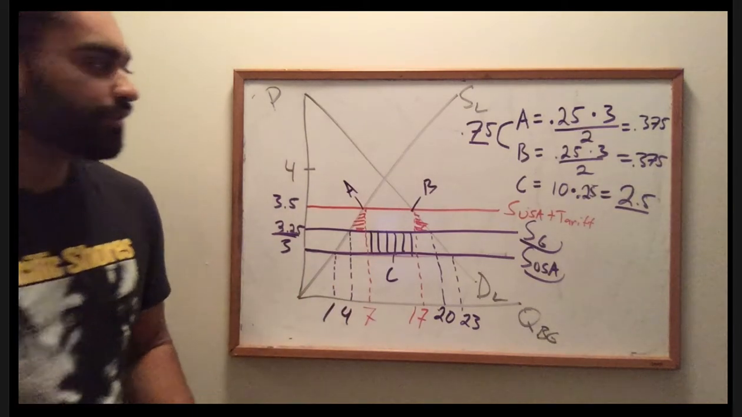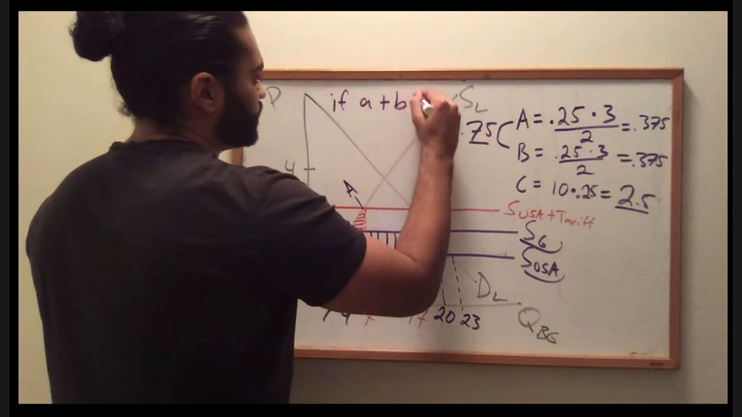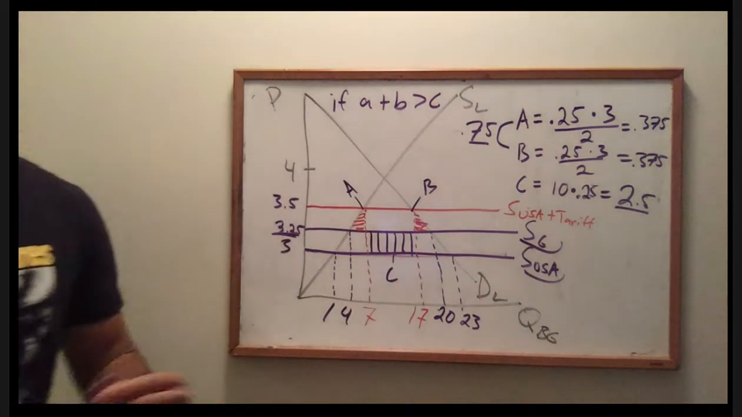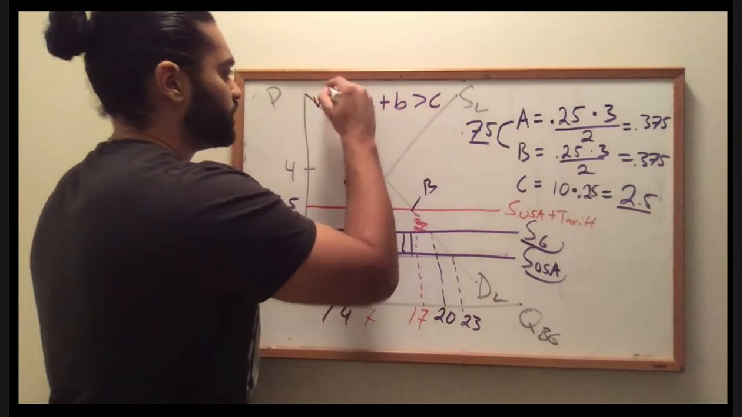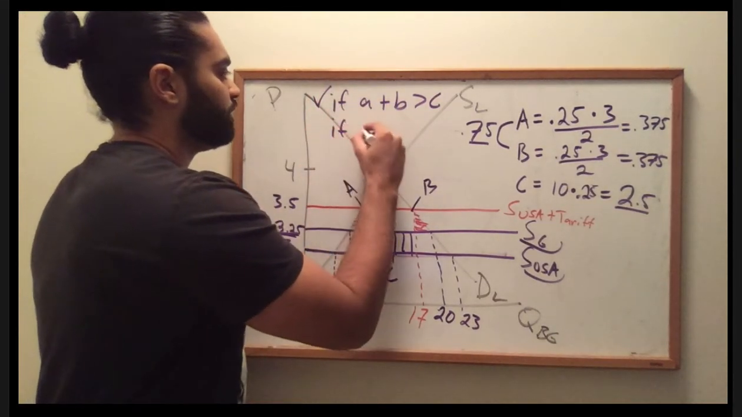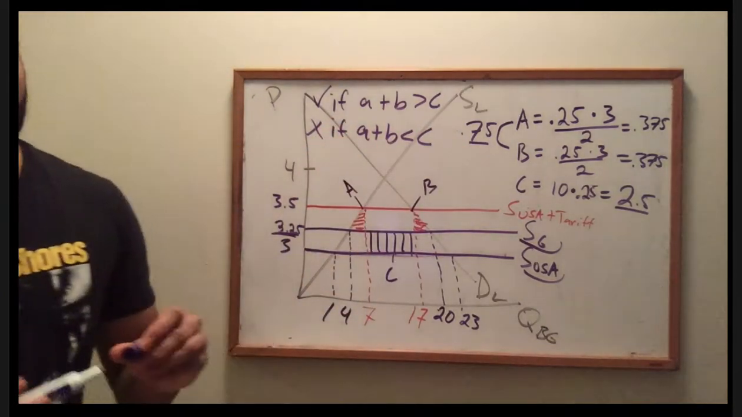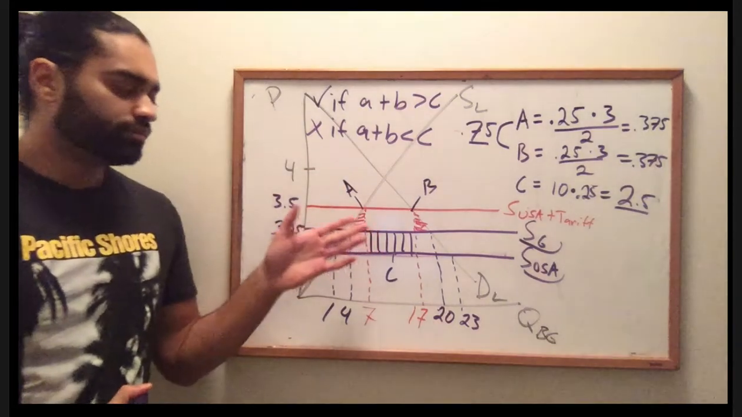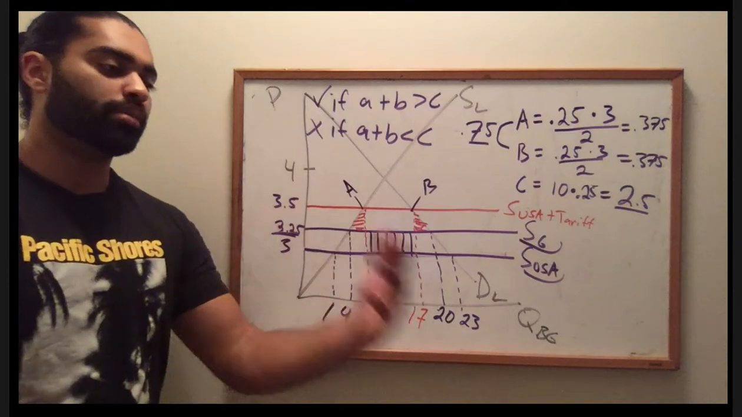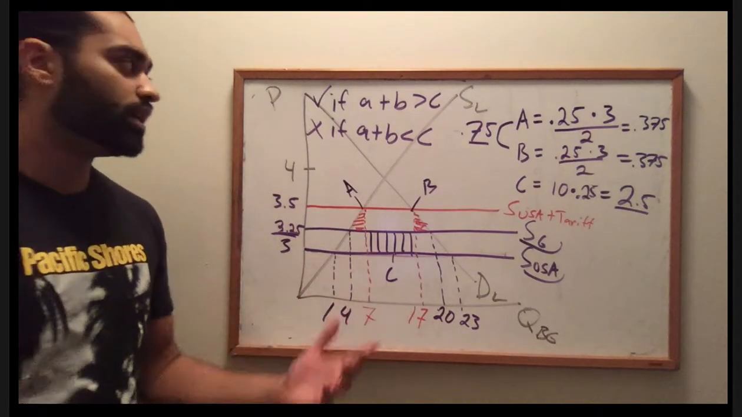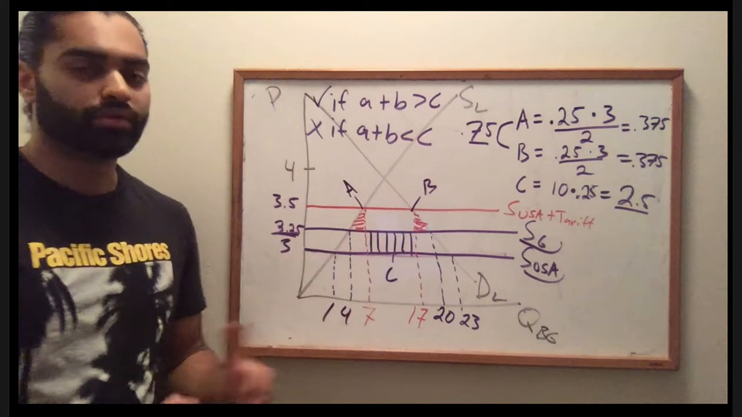So if A and B is greater than C, overall consumption and production is good. So this is good. If A plus B is less than C, this is bad. So if by creating this trade agreement, A and B, we created more trade, meaning more production, more consumption, and so forth, it's good. If A and B are less than C, basically the loss is greater than the benefit. This is horrible for the overall world.